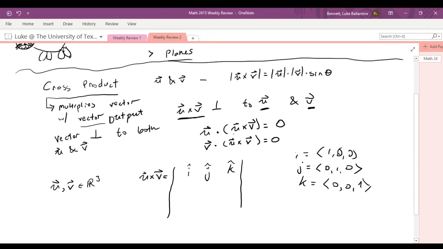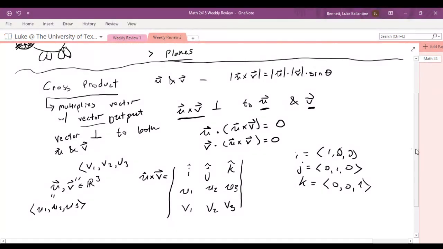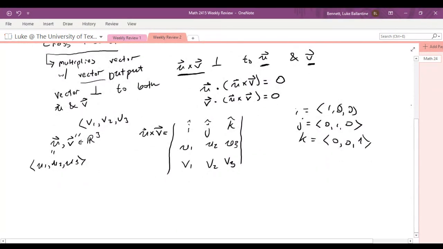If the components for u are, keeping it arbitrary, u1, u2, u3, and v is v1, v2, v3, then for u cross v we put the components for u in the second row and the components for v in the third row. And now we proceed to take a determinant. If you've never taken a 3x3 determinant before, I'm going to show you.